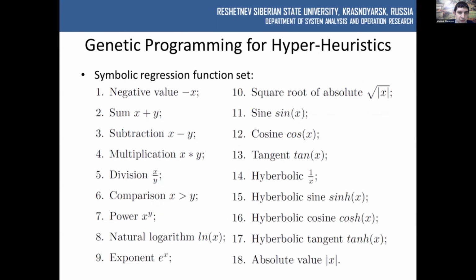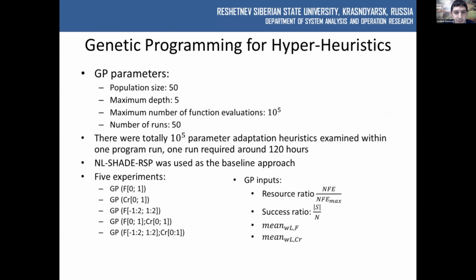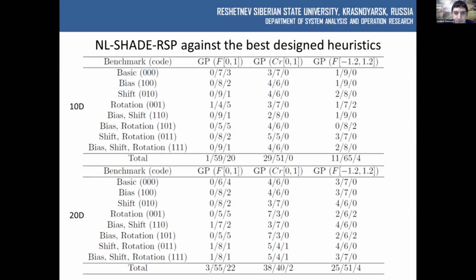So, for example, this was a set of functions that I used, the experiments, inputs, outputs. And please have a look at the inputs. There is this success ratio. When I put this here, I didn't think about it, but I just thought, okay, let's add this. And the designed heuristics for parameter adaptation actually performed sometimes better than the NL-SHADE-RSP algorithm.